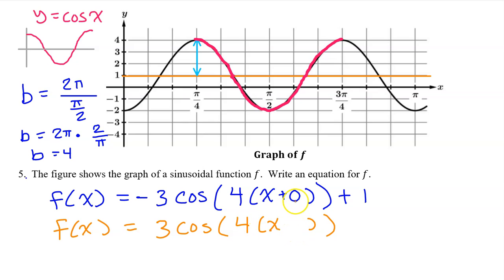Another thing that did change is the c value. The c value was 0 when I was looking at a period that started right at 0. This period begins at an x value of pi over 4. This is the phase shift. The c value is the opposite of the phase shift. So the c value will be negative pi over 4. And that's what goes right here. The d value still corresponds to the midline, which has not changed. So that's still going to be positive 1. So here are two different possible equations for the graph of f of x.